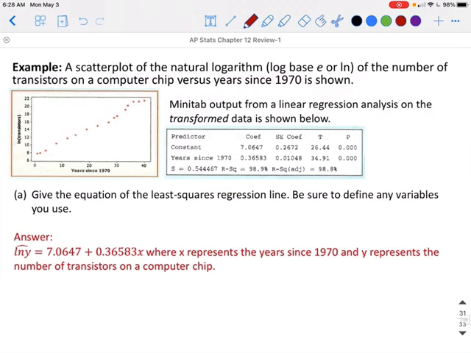We are looking under the coefficients, and this should be the ln of y hat is equal to 7.0647, because that's our constant, plus our slope, which is 0.036583x, where x represents the number of years since 1970, and y represents the number of transistors on a computer chip.